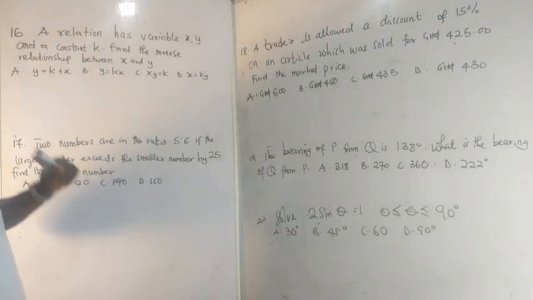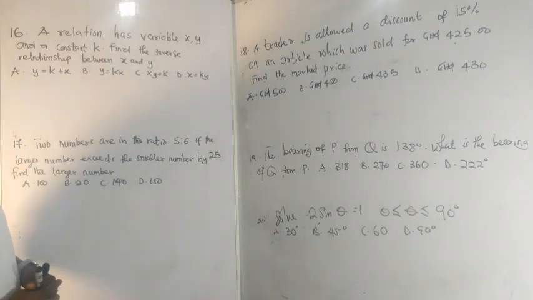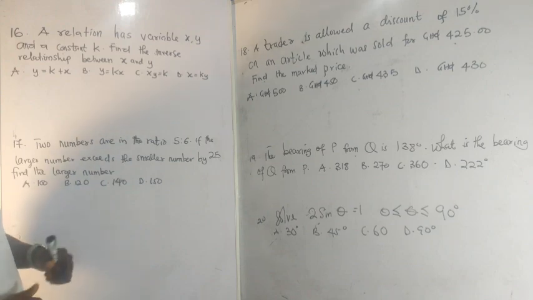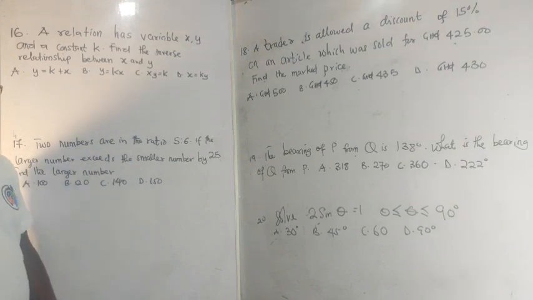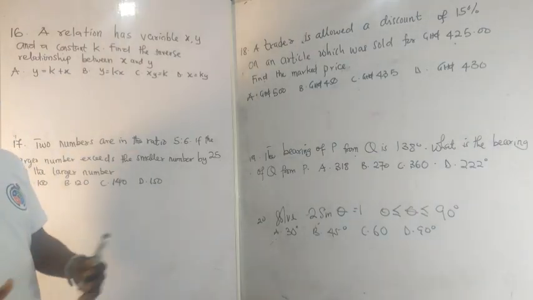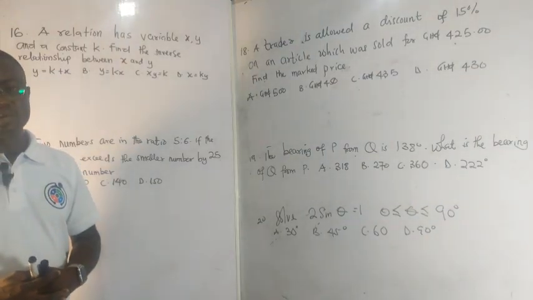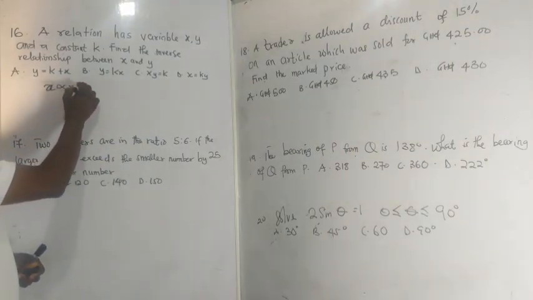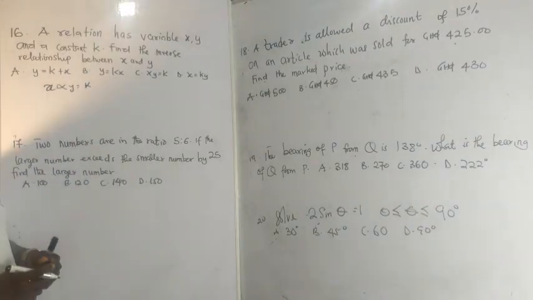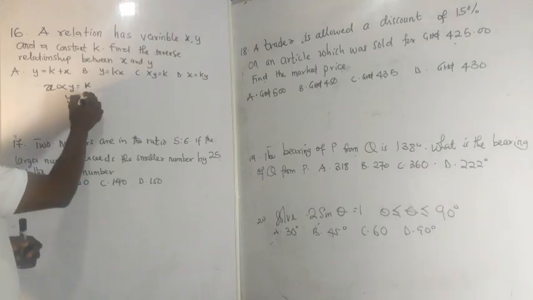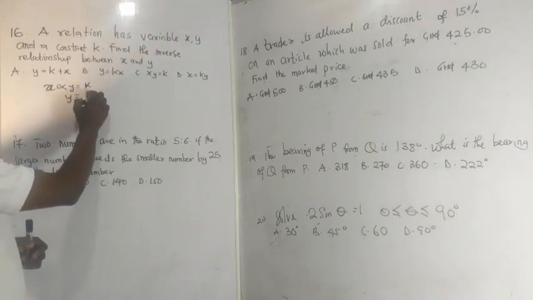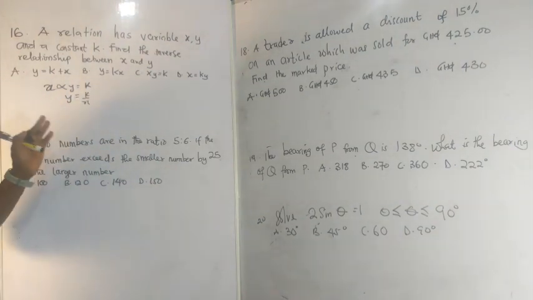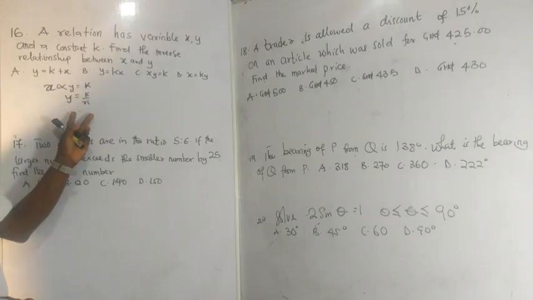Question number 16. A relation has variables x and y and a constant k. Find the inverse relationship between x and y. This question is about inverse variation. So the first thing is that we all know that x inverse y is equal to k, right? So in this case, let's make y the subject. So y is going to be k over x, right? Now, this is the inverse of the variable.